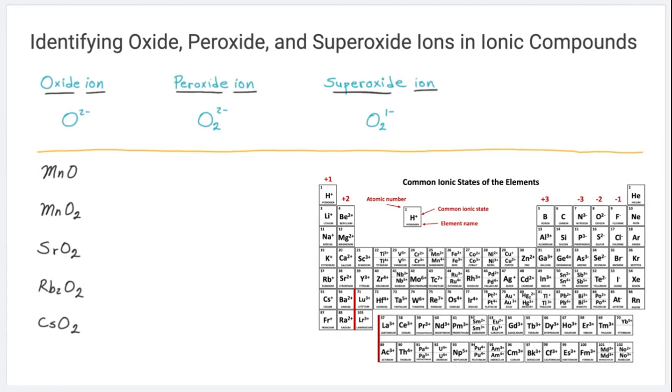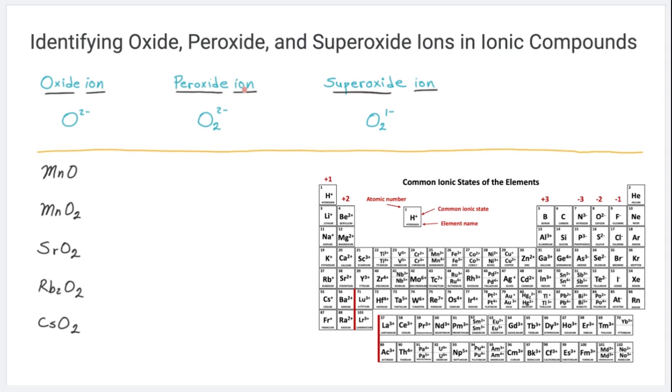Hello everyone. In this video, you will learn how to identify oxide, peroxide, and superoxide ions in ionic compounds. First, we need to know what is an oxide ion, right? So an oxide ion is when we have an oxygen with a -2 charge.